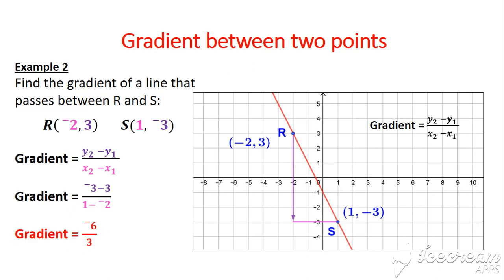Okay, on the top, negative 3 take away 3 makes negative 6. And on the bottom, 1 take away negative 2 is the same as 1 plus 2, which makes 3. So this line has a gradient of negative 6 over 3. Now going back to the diagram, think about it: it rises down 6 squares, but still runs across 3 squares. Now, negative 6 over 3 can simplify to a gradient of negative 2. It's negative because the gradient is coming down.